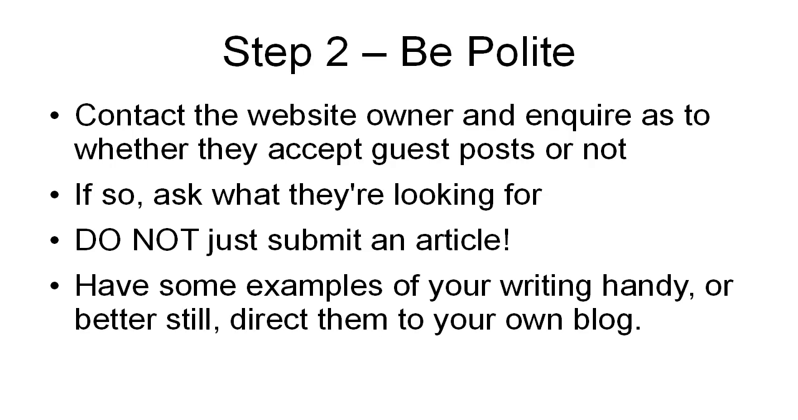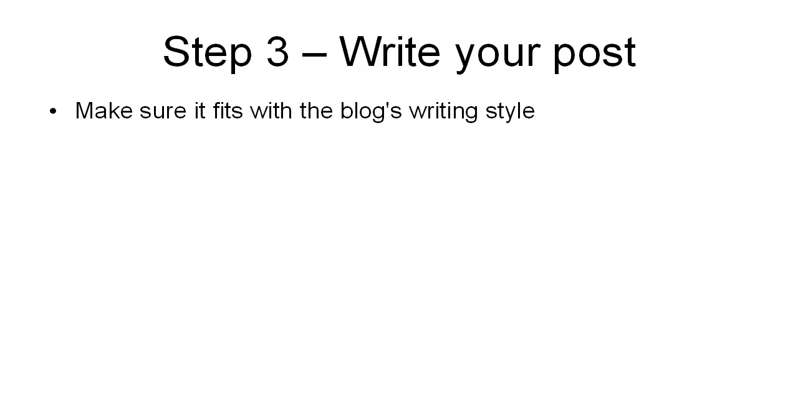And you want to have some examples of your writing handy. Or better still, you want to direct them to your own blog so that they can read some of the posts that you've got there. Okay, step number 3, you want to write your post. And first and foremost, you want to make sure that it fits with the blog's writing style. If the writing style is fairly formal and traditional, then you want to make sure that you write your article that way. If the blog style is fairly upbeat and contemporary, with lots of slang and stuff like that, then you want to make sure that, again, your article fits in with that.